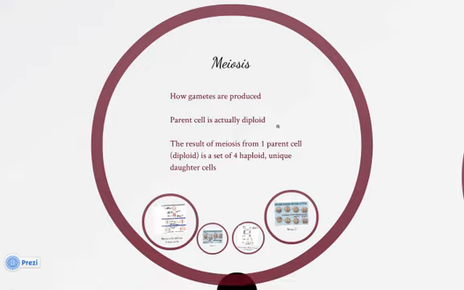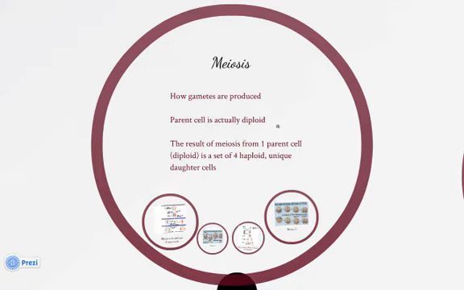Now we're going to focus now on meiosis, which is the major topic of this presentation, but we will at the end compare it to mitosis. Meiosis is the process of how gametes are produced. Okay, it's how the sperm cells are produced. It's how the ova, the egg cells, are produced.